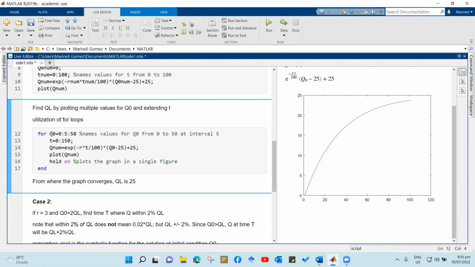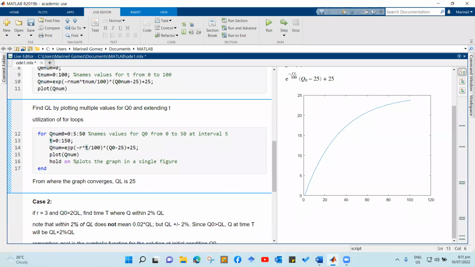So I want Q num O to have multiple values, from 5 to 50. Here I assigned the values 0, 5, 50, which means from 0 to 50 at an interval of 5. When you write it, you have a colon, the middle one is the interval, and then the last number. If the interval is 1, you can omit it and just write 0 to 150. So I want it to go forward 150 minutes.